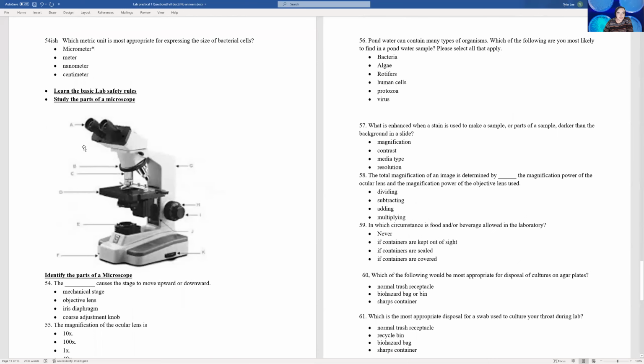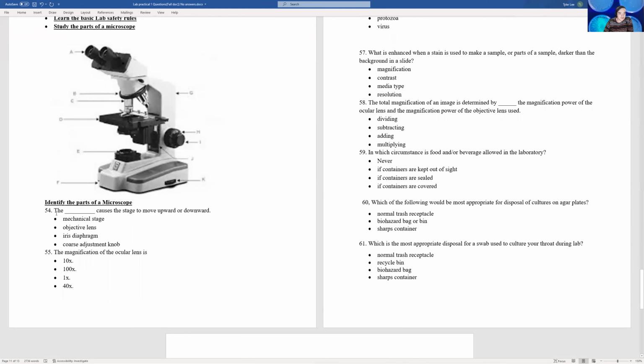And then studying parts of the microscope. Definitely just look up labeled microscope or labeled parts of a microscope. You may find this exact same image here. You just want to make sure that you know generally what all these indicated parts are. So definitely look that up and check that out.